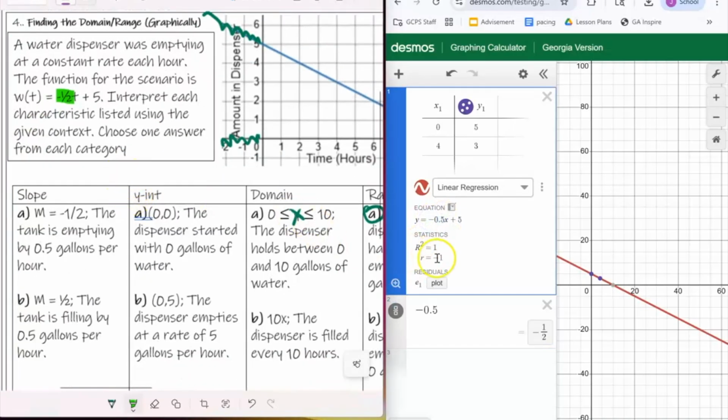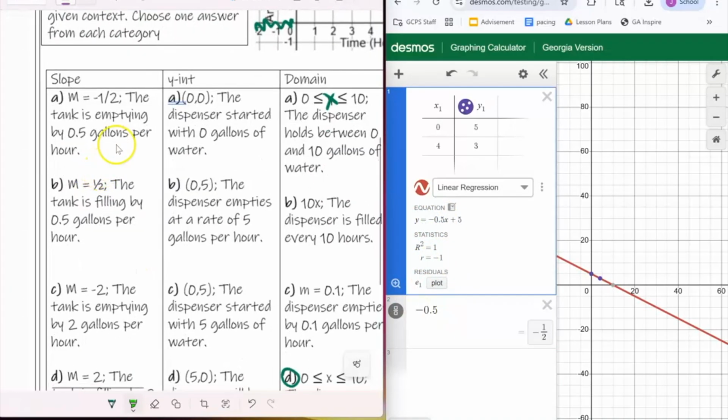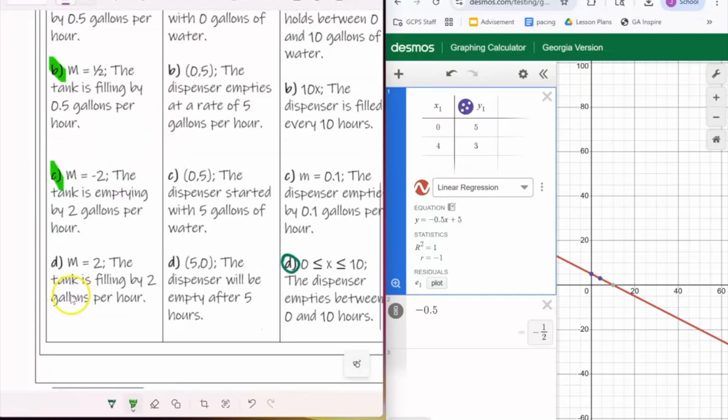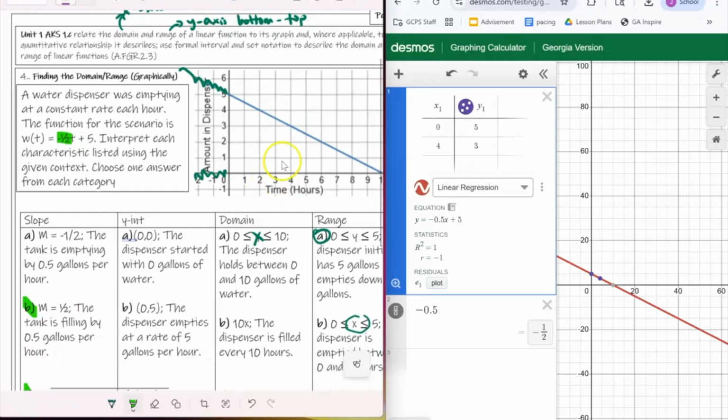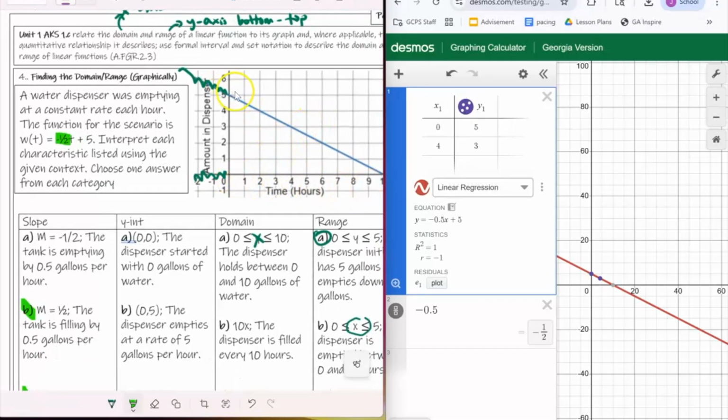So we're looking for the slope, negative 1/2. It's definitely not that one, and it's definitely not this. Let's read the explanation. The tank is emptying by 0.5 gallons per hour. That's true, because this is the hours, and it's going down by 0.5 gallons every hour. So my A would be my slope.